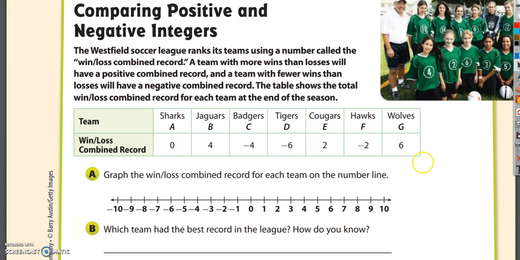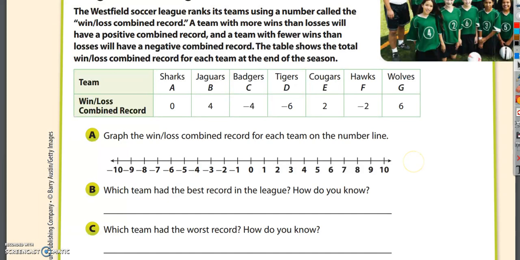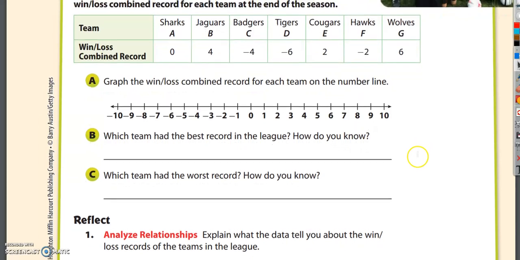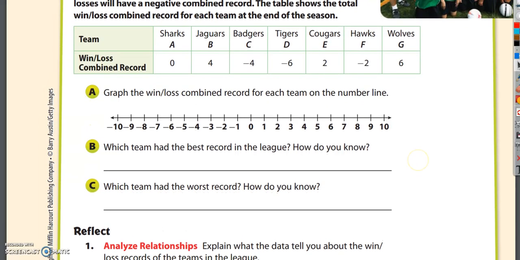Okay, so we're going to read about this soccer league. The Westfield Soccer League ranks its teams using a number called the win-loss combined record. A team with more wins than losses will have a positive combined record, and a team with fewer wins than losses will have a negative combined record. The table shows the total win-loss combined record for each team at the end of the season. Now, what we just read there is actually not critical to answer the math questions to understand what a combined win-loss record is, but it is important to understand the positive and the negative numbers. You can answer all the questions as long as you understand the positives and the negatives.